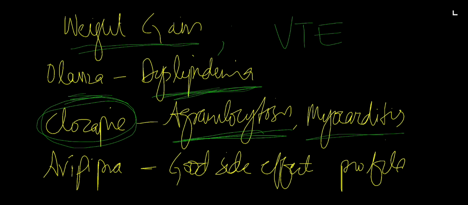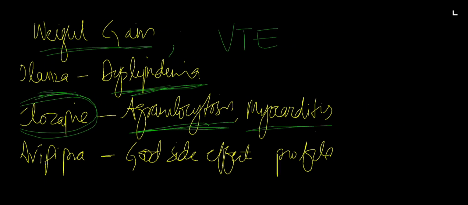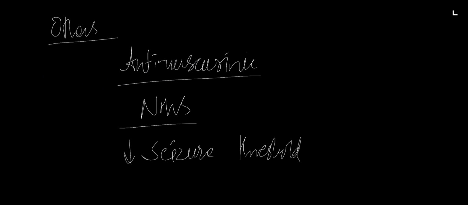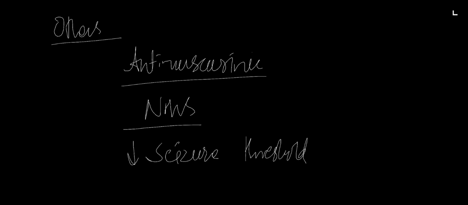So weight gain and venous thromboembolism are generally related to all the atypical antipsychotics. Then individually, olanzapine causes more dyslipidemia, and clozapine causes agranulocytosis and myocarditis. Aripiprazole has a good side effect profile. Now come to the other side effects. They have anti-muscarinic side effects: dry mouth, constipation, urinary retention. Then they are related with neuroleptic malignant syndrome.